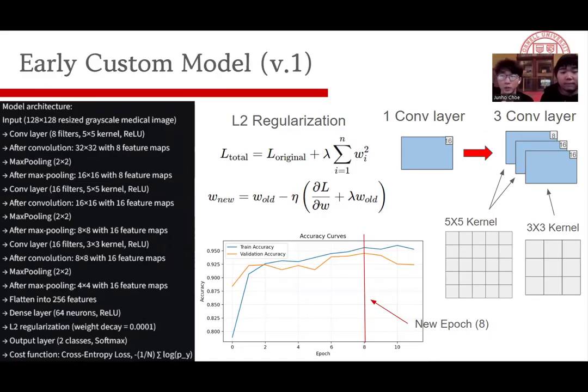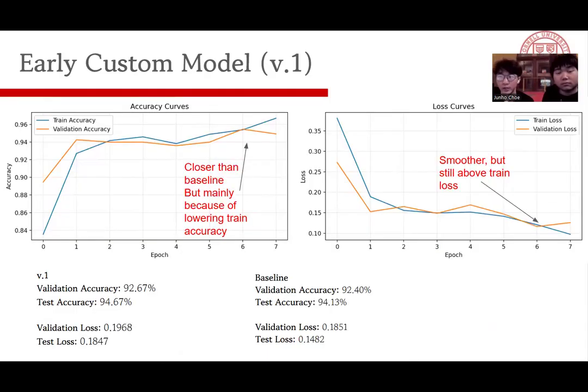For the early custom model version 1, we introduced L2 regularization to reduce overfitting, increased the convolution depth, and reduced the training epochs because the baseline model already reached peak validation performance early. We also used larger kernels in the earlier layers to capture broader opacity regions. The accuracy curves show that the training and validation curves stayed closer together compared to the baseline model, suggesting slightly improved generalization and reduced overfitting, but mainly because of lowering train accuracy. The loss curves show a more stable validation loss throughout training, but both the training and validation losses were still higher than the baseline model.